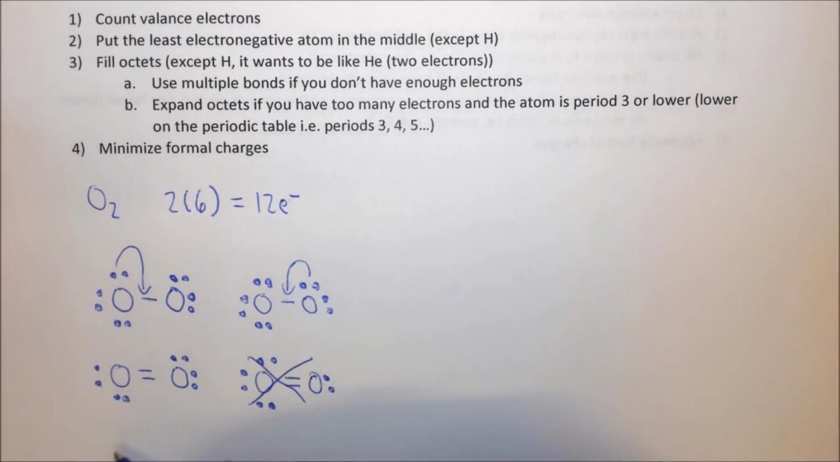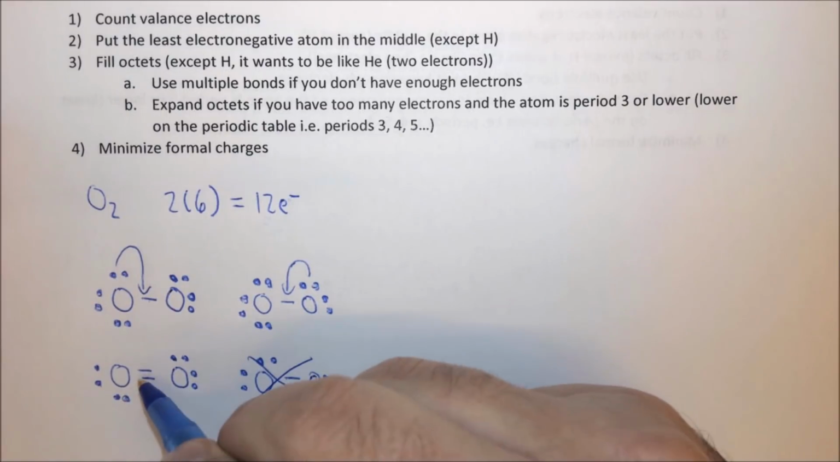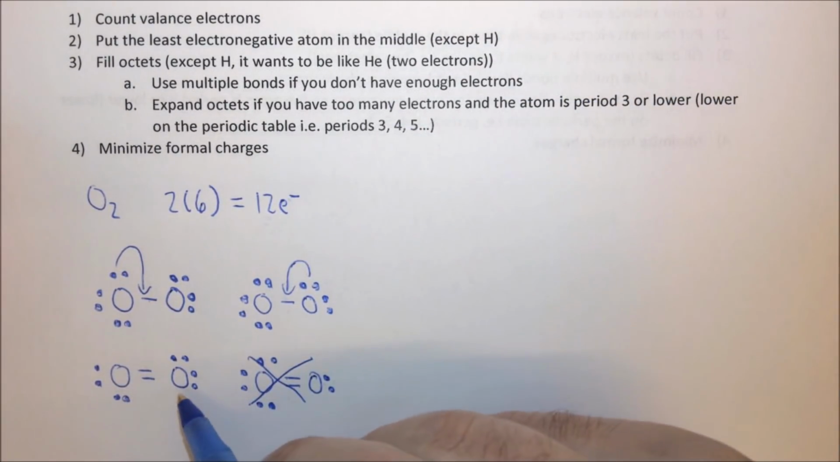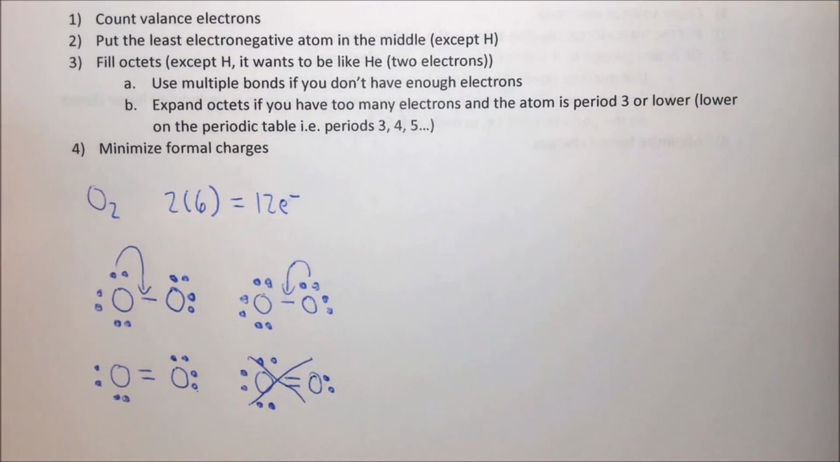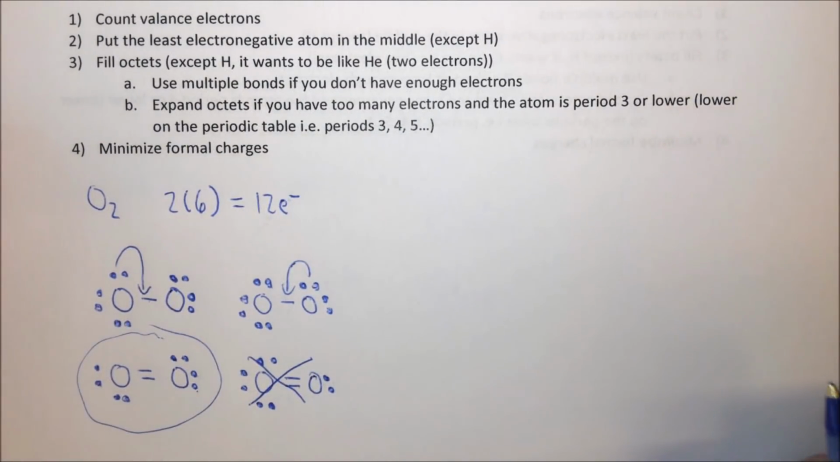Oxygen wants to have 6 electrons. Count the dots as 1, count the dashes as 1. It has 1, 2, 3, 4, 5, 6. This oxygen is neutral. This oxygen is the same. 6 electrons, it has 1, 2, 3, 4, 5, 6. Great. We have the right Lewis structure. This is the correct Lewis structure.